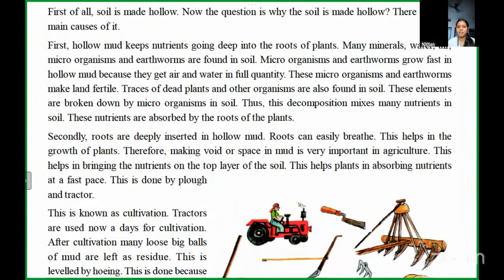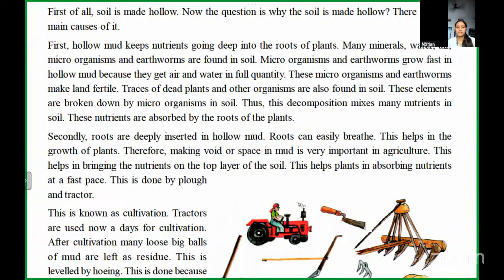They help in breaking down the bodies of the plants and animals that die in the soil. This breaking down provides nutrients to the soil. This decomposition is good for the soil and makes it more fertile. These elements are broken down by microorganisms. Thus, decomposition mixes many nutrients in the soil, and these nutrients are absorbed by the roots.